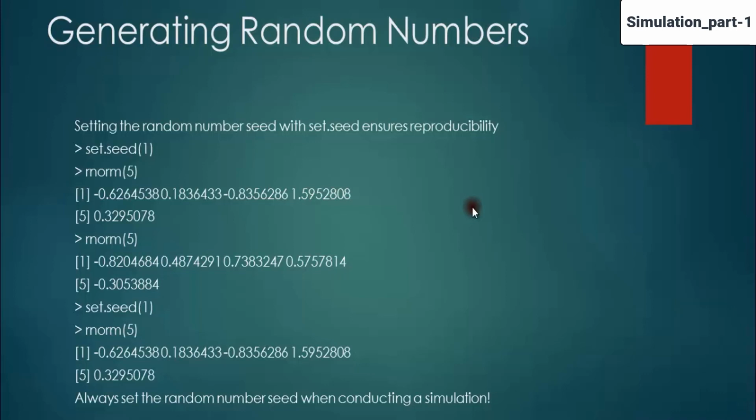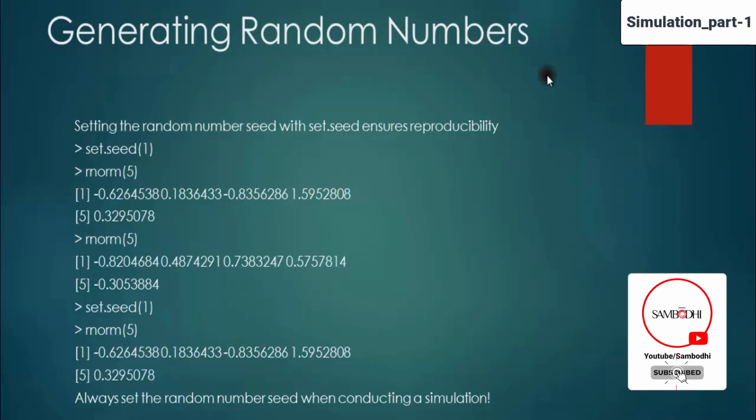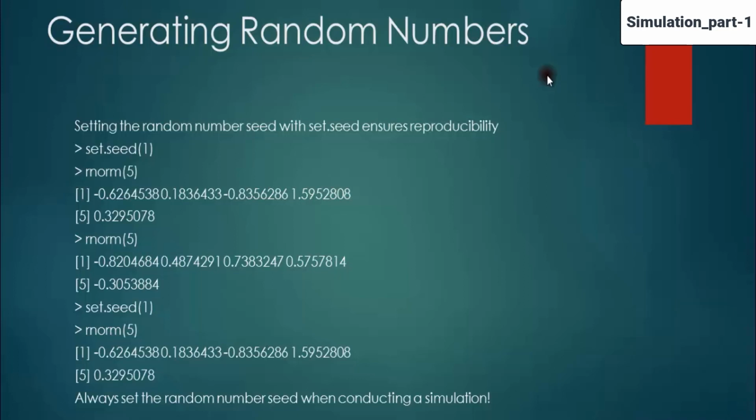Moving on, how to set the seed. Setting the random number seed with set.seed ensures reproducibility. When you generate random numbers, every time you use the function the values are random, so they change. If you want to remember a particular random normal distribution, you have to set the seed so that R stores these values of the 5 random normal variables.